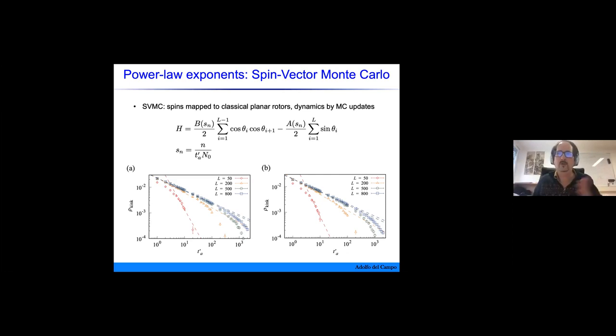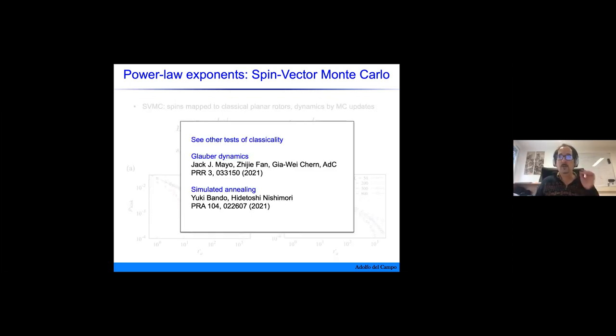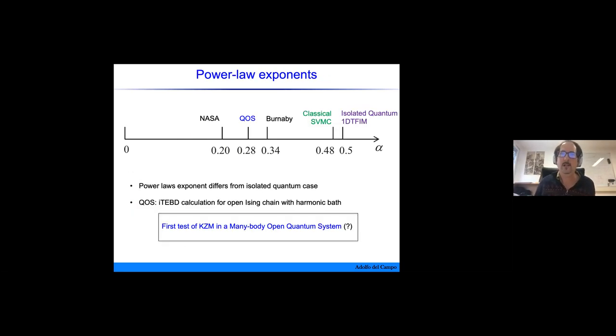We just saw that this is actually not sufficient. We got something qualitatively the same behavior, but with exponents of order 0.48, so close to 1/2, that are not able to reproduce the data. I should mention that there are another two studies, one with Glauber dynamics, which is a kind of continuous-time Monte Carlo method, which also does not reproduce the data. Yuki Bando and Hidetoshi Nishimori did simulated annealing and also concluded that this is not able to reproduce the data observed. So this is the effort so far to test whether there's a possible classical explanation.